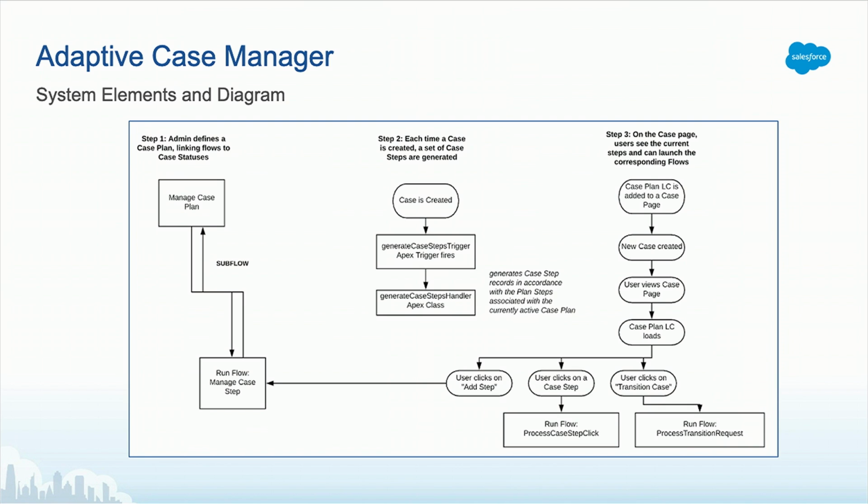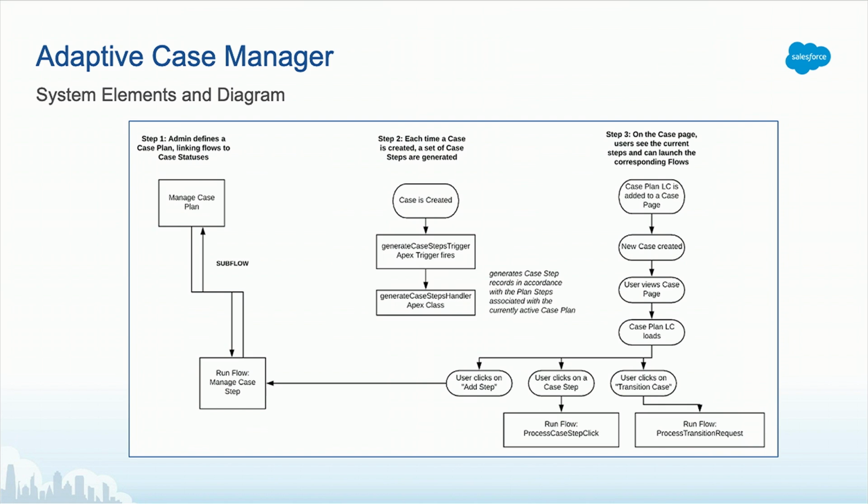So there's a trigger that's firing when cases are created, and what that basically does is it creates a set of what we call case steps in the background, and that's really tracking. That's where we're tracking all of the status throughout that case plan. And then when that lightning component is clicked on, what is it doing? It's launching flows.